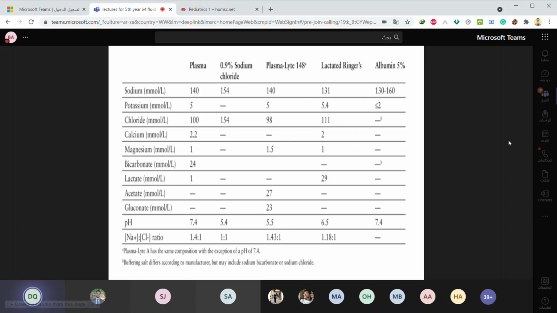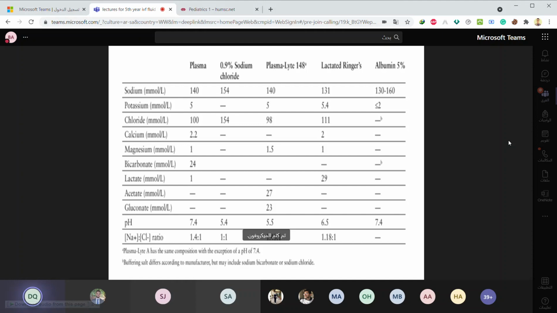Potassium also we have different ranges. Chloride, calcium. A certain IV fluid does not have calcium, so if we need calcium we have to add calcium to the IV fluid. Magnesium, bicarbonate. Most IV fluids do not contain bicarbonate, so if we need bicarbonate in certain patients we have to add sodium bicarbonate to the IV fluid.